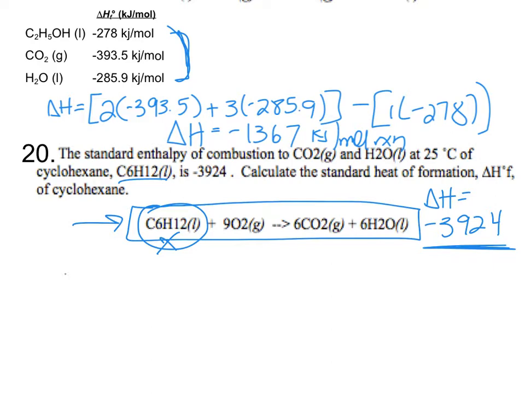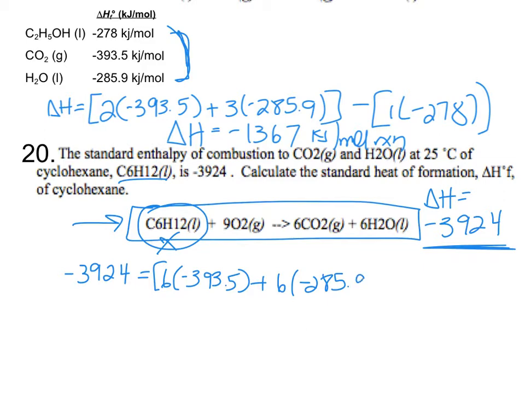So we're going to have negative 3,924 is equal to products. So we have 6 times negative 393.5 plus 6 times that water of negative 285.9. So that's products minus, okay, oxygen's going to be 0, so the only thing on the reactant side is a 1x. That is what we're solving for.